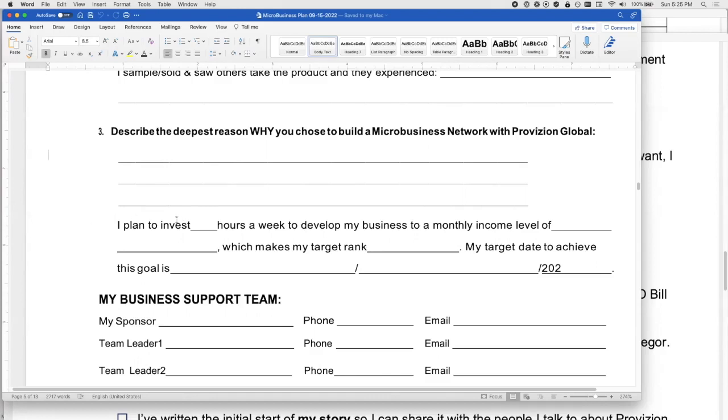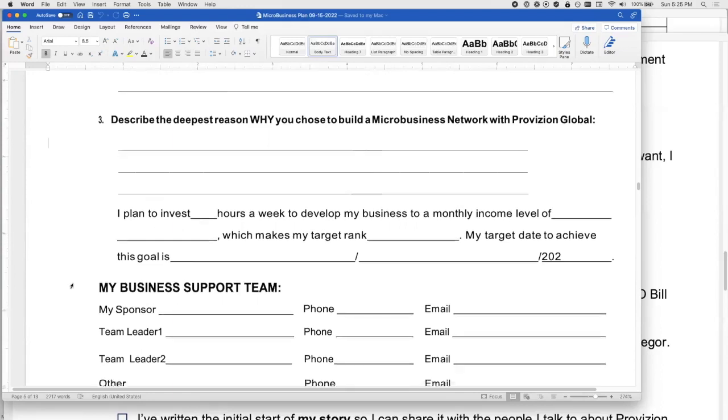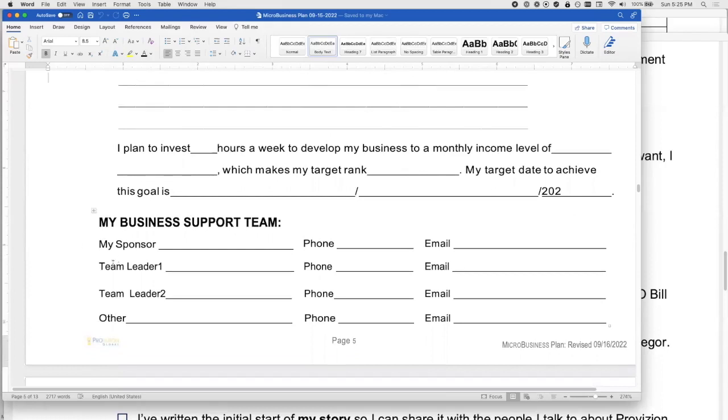Then you'll talk about how much time you want to invest each week, the income level you want to make, the rank level you want to reach, and when you want to do these things. This is all just something very simple. There's no right or wrong here. These are your decisions. We've already talked about much of this before. Now we're going to talk about who your sponsor and team leaders are. These are all to be given to you by your sponsor, so you know who to call and how to get a hold of them. If you can't get a hold of one, you can get a hold of the other, and the other, until you get your questions answered or get the help you need.